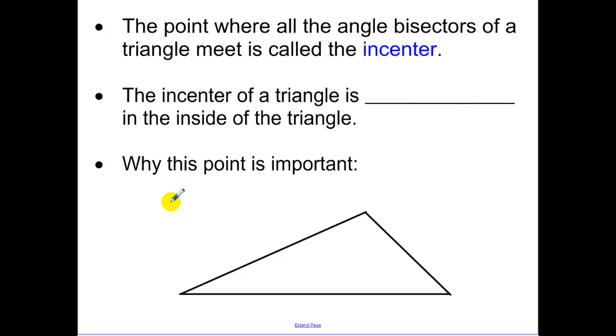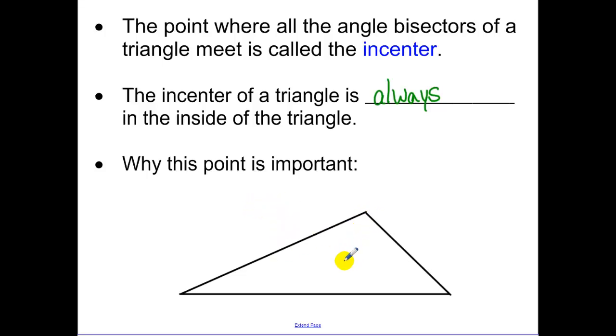Okay, the point where the angle bisectors of a triangle meet is the incenter. The incenter is always inside of our triangle. And why is this point important?